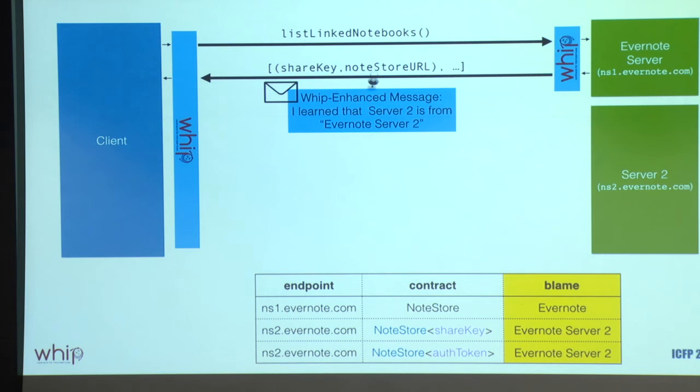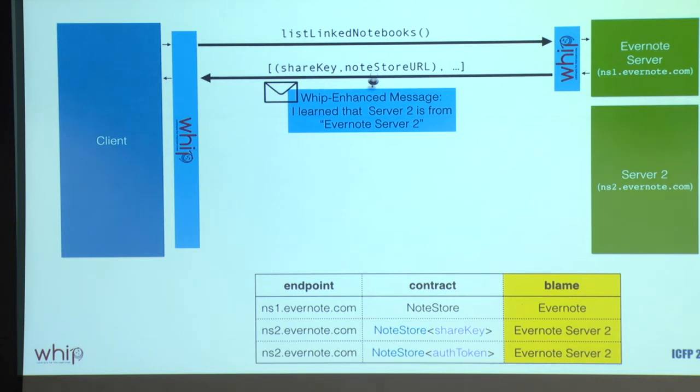So far, I've only talked about one client talking to services that don't know anything about WIP, and it works. Partial deployment works. That was what we set out for. But if we know that other components are WIP enhanced, we can do better. So to make blame more precise, when the destination is also deployed with WIP, an adapter adds extra information to help the receiver adapter improve the accuracy of its blame information. So in this example, the Evernote server can send a precise blame level of how Evernote server learned of server 2. But from the perspective of the services, this is totally transparent yet again. The message is enhanced only between the WIP adapters.